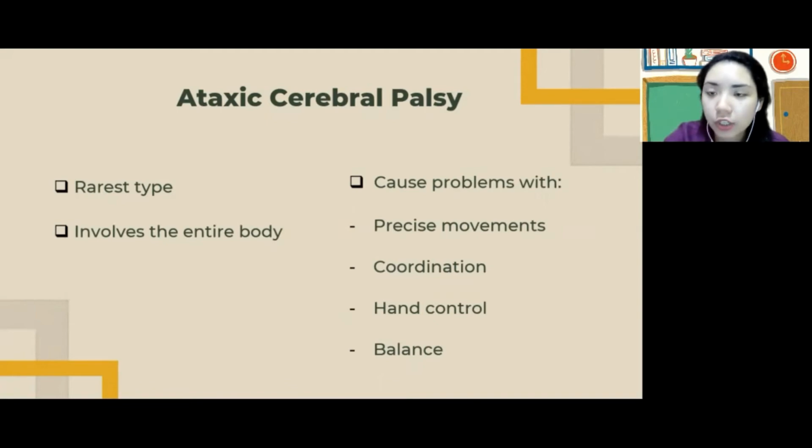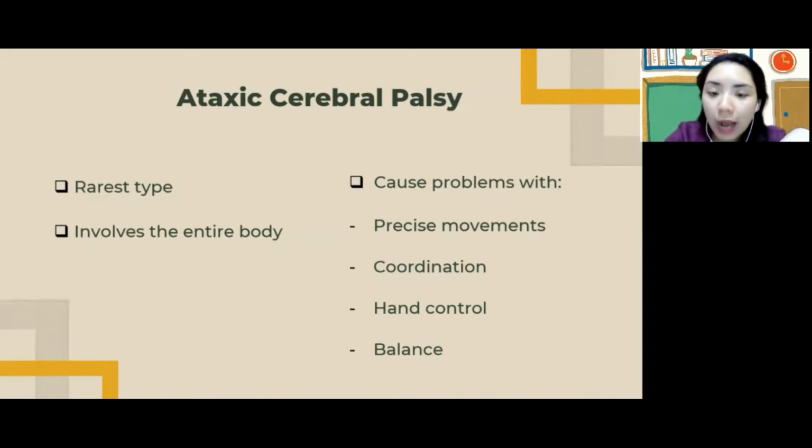So kana. And then the next type of cerebral palsy is what we call ataxic cerebral palsy. No? So this is still under non-spastic na cerebral palsy. So this is one of the rarest types of cerebral palsy, and it involves the entire body. So here they may have problems with precise movements. So when they try to get something, medyo they may reach too far or too close. So dili gyud siya enough no once mo do sila og movement.